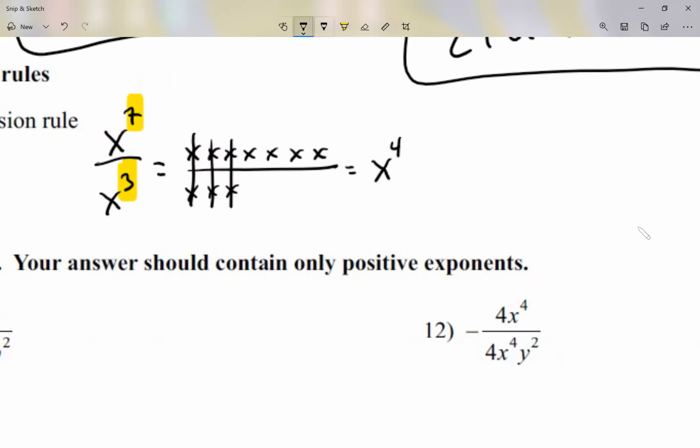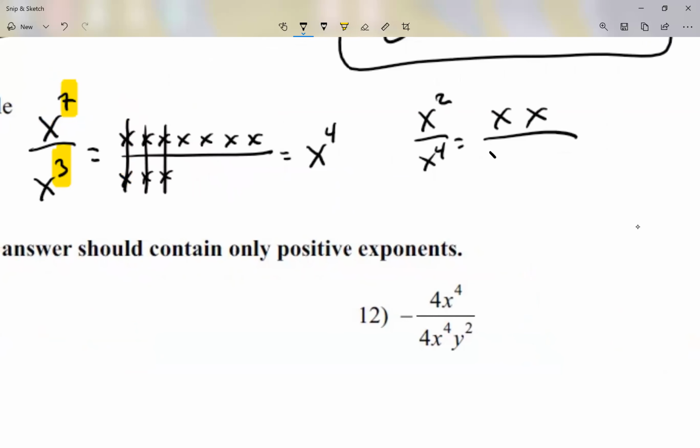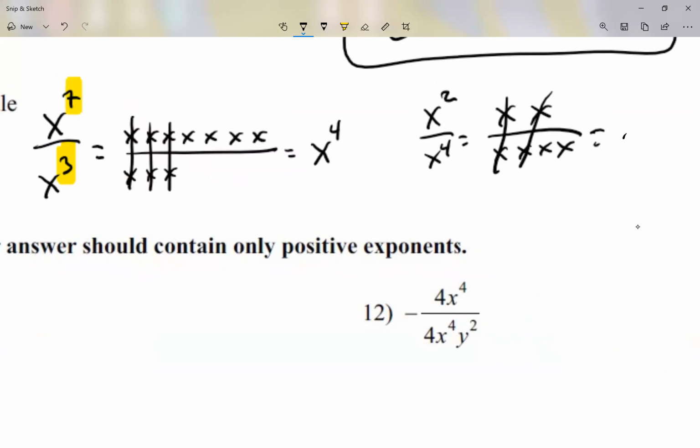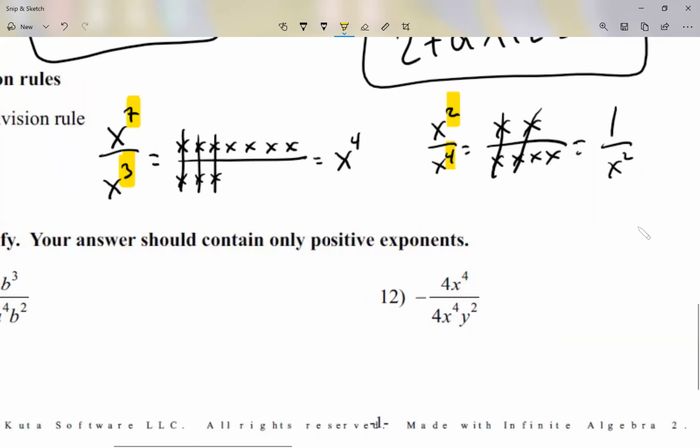Now, the interesting part is, what if I had x to the second over x to the fourth? So an example, let's take a look at that. I have 2 x's on the top. I have 4 x's at the bottom. I cancel out my common factors. But in this case, I have an x to the second at the bottom. The top, I cannot leave it empty. So we're still going to subtract our exponents. But when our result is positive, looking at my first example, 7 minus 3 is 4. It is not a fraction. But looking at my second example, 2 minus 4 is a negative 2.